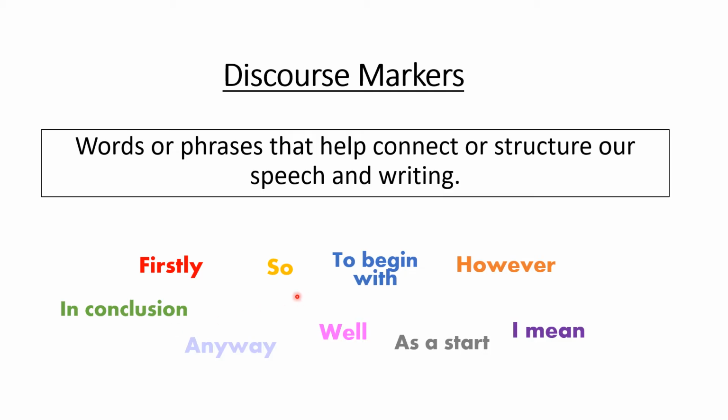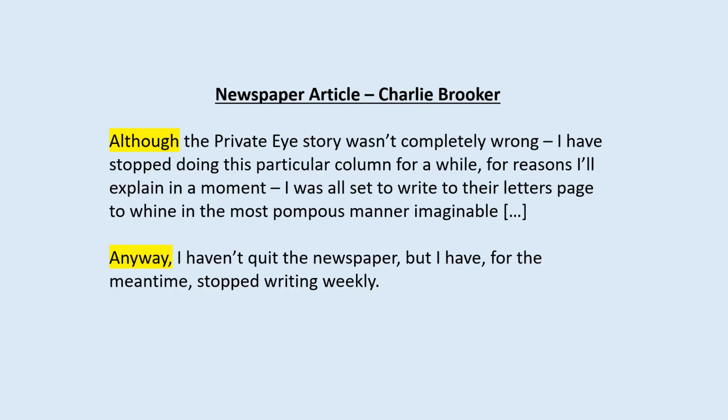Then we have examples like so and I mean, which are more likely to be found in spoken text. And if they're being used within a written text, it might be because the writer is purposely trying to sound really informal or chatty. It might be useful right now to pause this video and look at the discourse markers on the screen and make a note about which ones are more likely to be used in spoken language and which are more likely to be used in written.